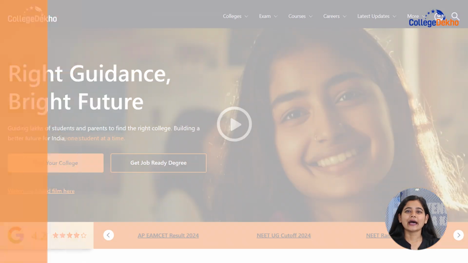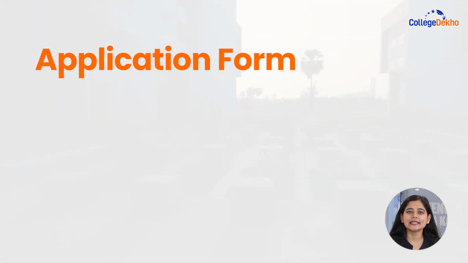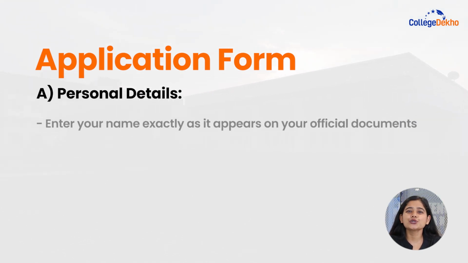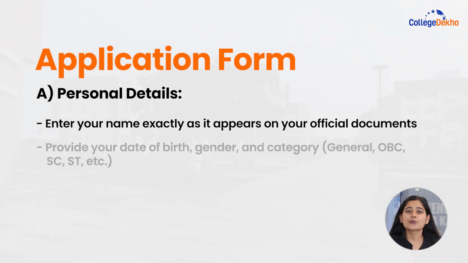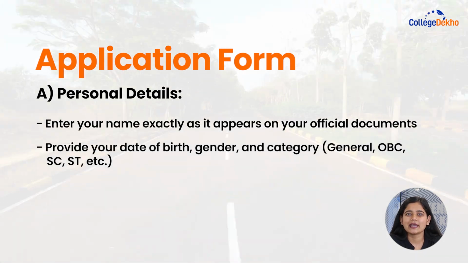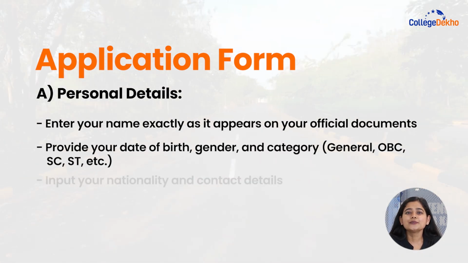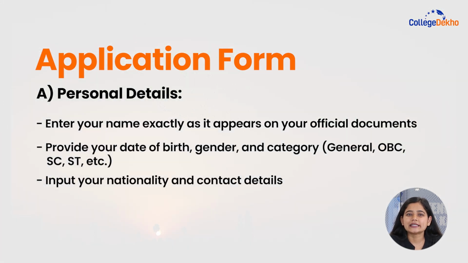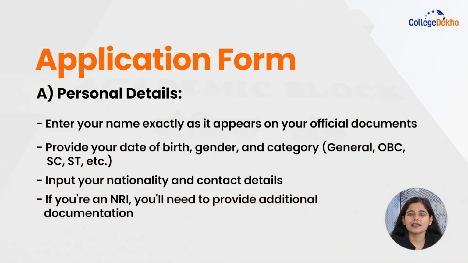Application form. Once registered, you will need to fill out the application form. Just log in again with the username and password shared on your email ID, and then let's go through each section in detail. First, personal details. Enter your name exactly as it appears on your official documents. Provide your date of birth, gender, and category like general, OBC, SC, ST, etc. Input your nationality and contact details. If you are an NRI, you will need to provide additional documents.